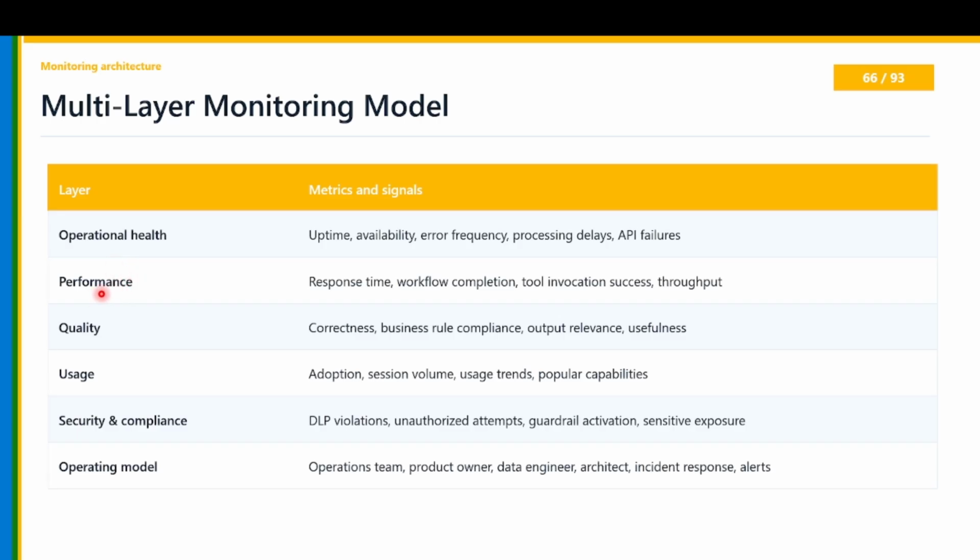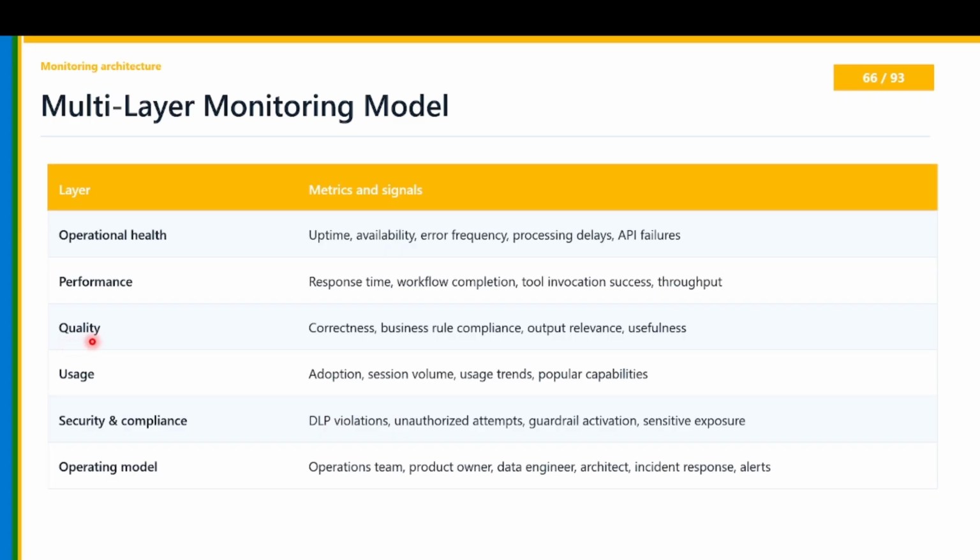Performance. So for performance monitoring, this is how the application is performing, whether it is doing what it's supposed to do, whether it is functioning or not functioning, whether it is meeting the need of the business or not meeting it. So these are the metrics and signals that you should work with here. Collect metrics like response time, workflow completion, tool invocation success, and throughput. So these metrics will enable you to determine the performance of the application.